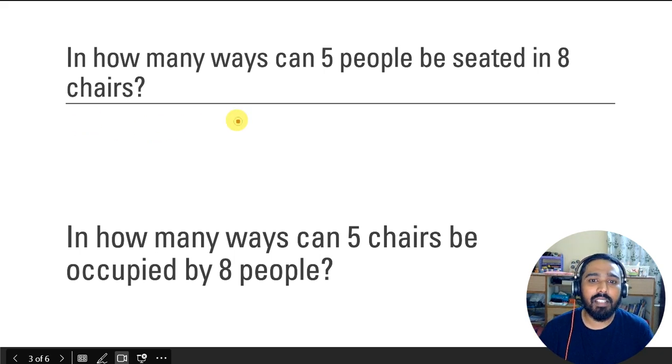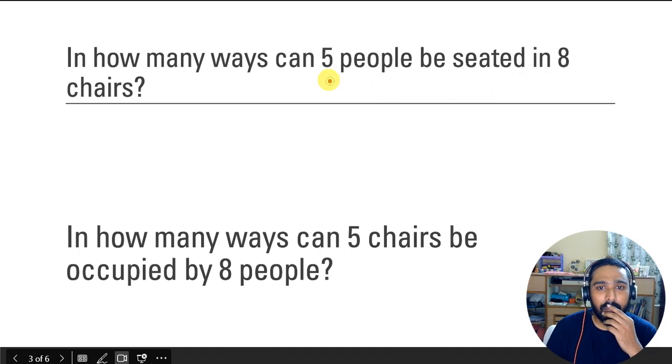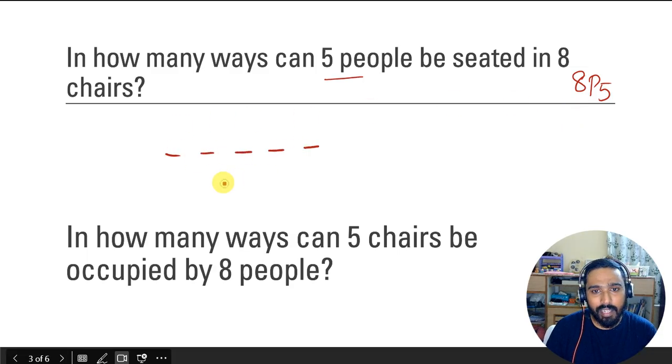Now, in how many ways can 5 people be seated in 8 chairs? Now, in this case, 8 chairs will not be occupied, but all the 5 people can be seated. Correct? So what I can do is directly write it as 8P5, or else I can do it this way, where I say these are the 5 people.